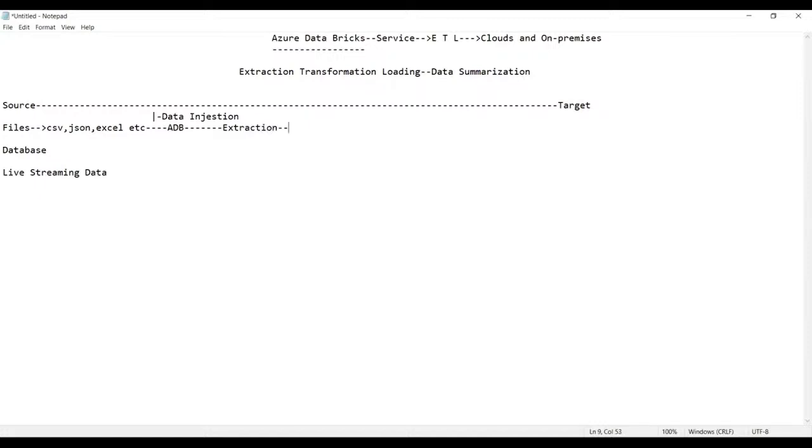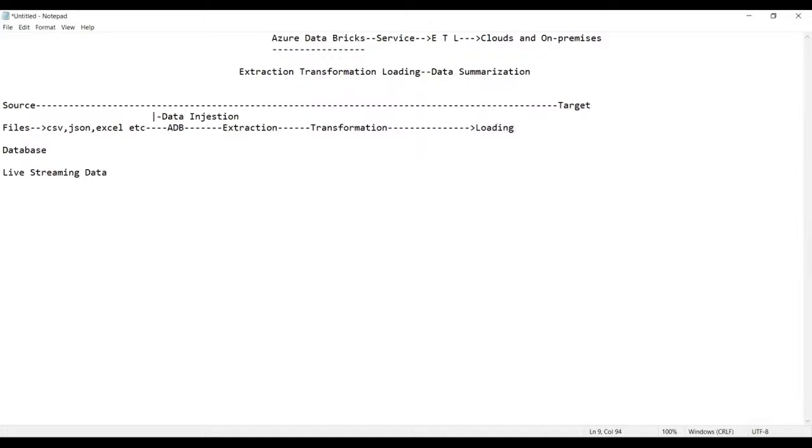And once the extraction is done, guys, then you will have transformation. Transformation is the actual process of data summarization. And once the transformation is done, finally we perform the loading.